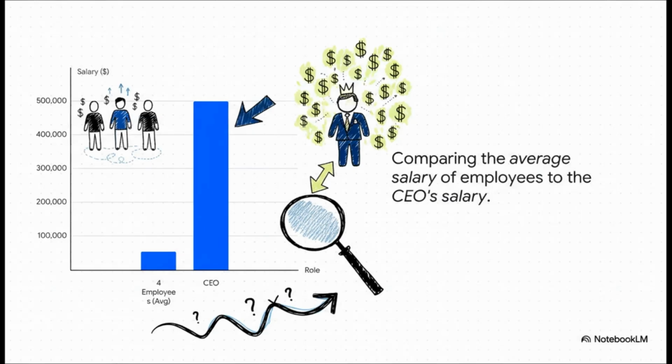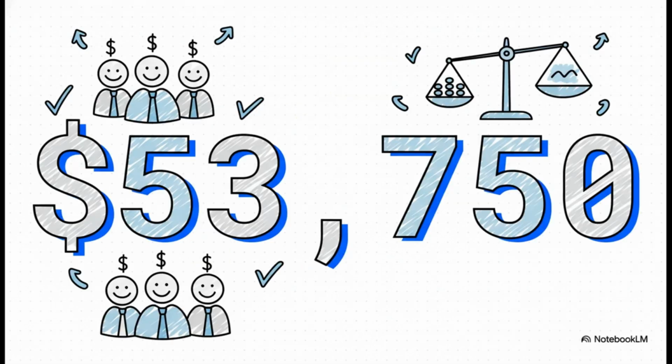Let's check out the salaries at a small company. You've got 4 employees making pretty similar money, right around the $50,000 mark. And then you have the CEO making $500,000. That right there, that is our extreme value. That's our outlier. Okay, so first, if we calculate the average salary of just those 4 employees, we get $53,750. That feels about right, doesn't it? It's a number that really represents what a typical person in that group earns.